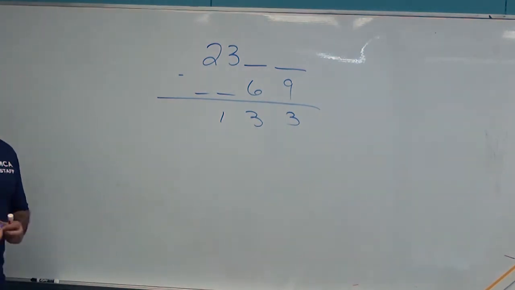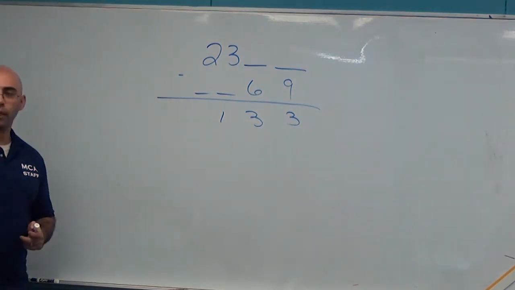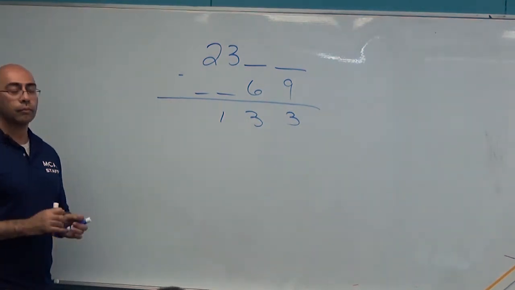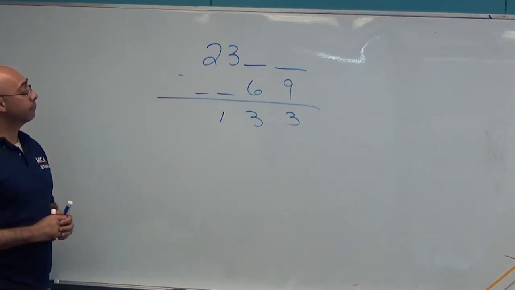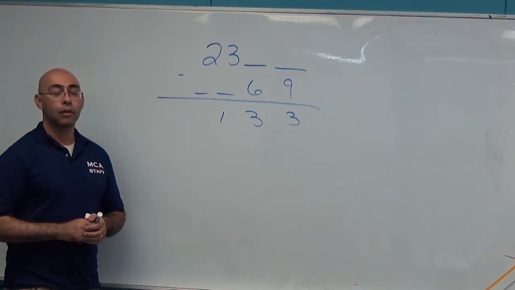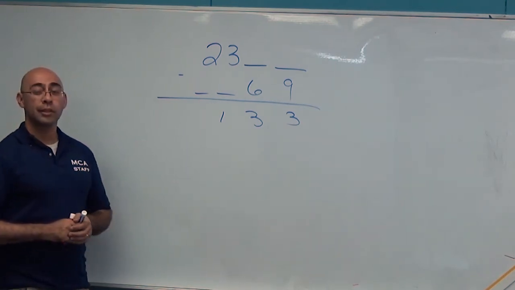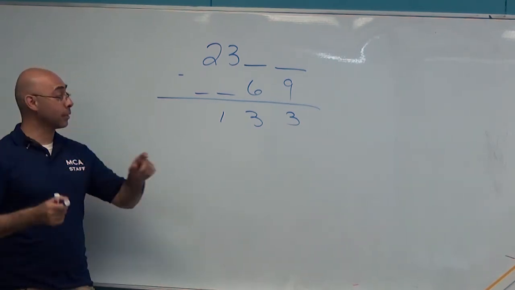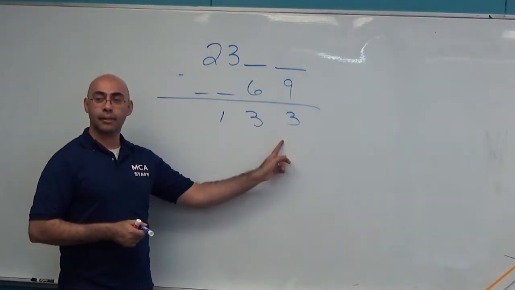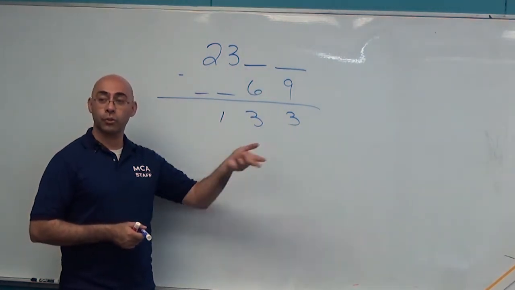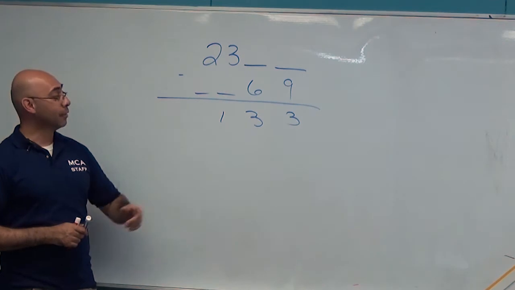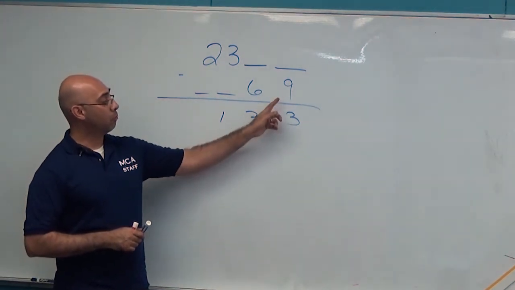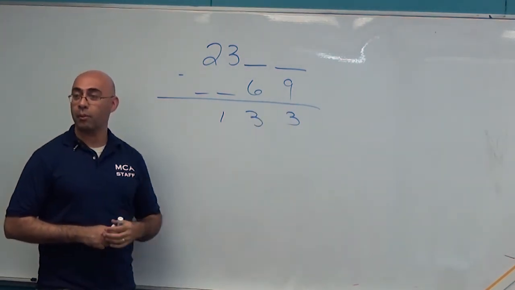Now, how am I going to figure that out? Yes? You start by doing 9 minus 3. Not minus. We had to subtract to get this answer. So if we're working backwards, we do the opposite. So what would this have to be? 9 plus 3, which is how much?